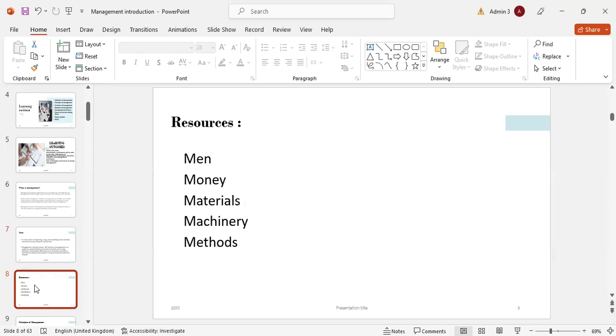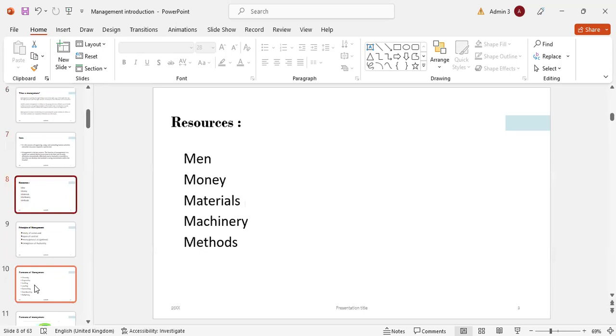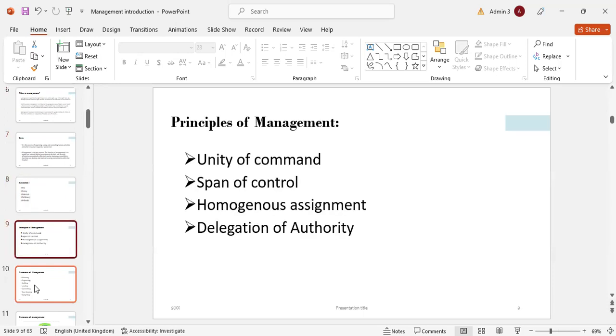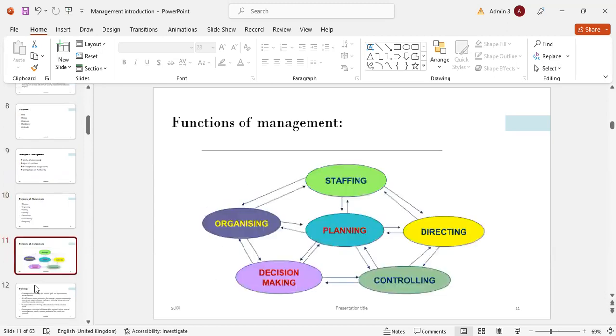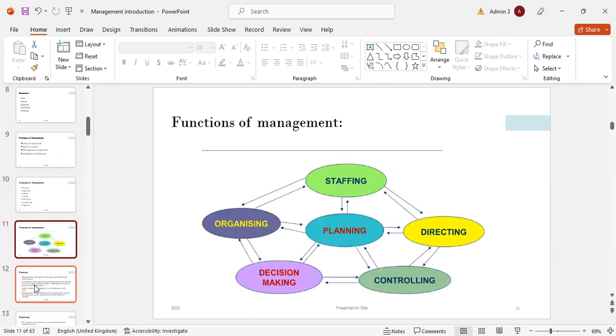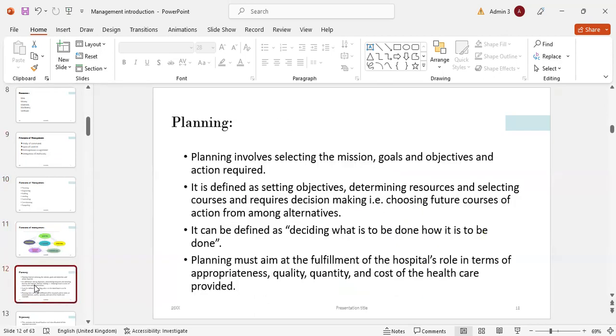Resources are men, money, material, machinery, and methods. Principles of management: unity of command, span of control, homogeneous assignment, delegation of authority. Functions of management include planning, organizing, staffing, leading, controlling, coordinating, and budgeting. This picture shows the functions of management.